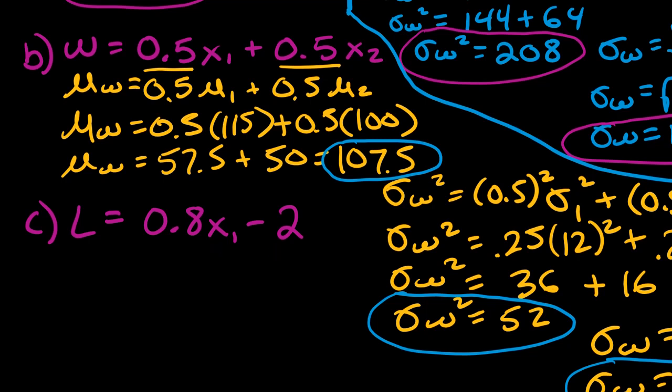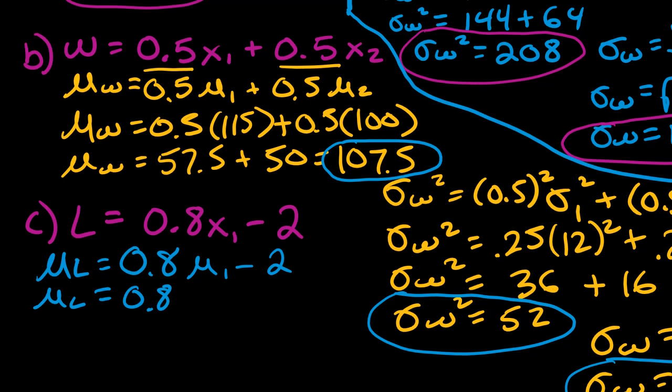Okay, so the mean of L will keep our constants the same. Whenever you're finding means, you just keep the constants the same, and basically you just plug in mu everywhere you see an x. All right, and leave your back constant the same as well. So the mean of L is 0.8 times mu 1. Mu 1 was 115 minus 2. It's 92 minus 2, which is 90.